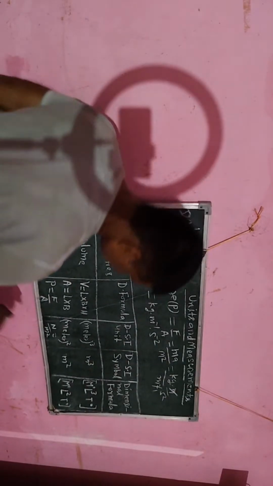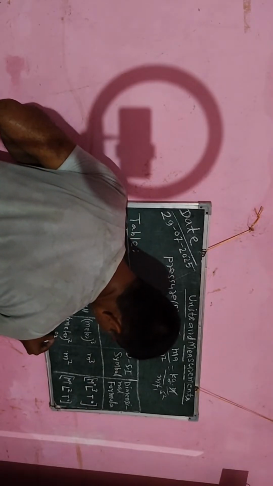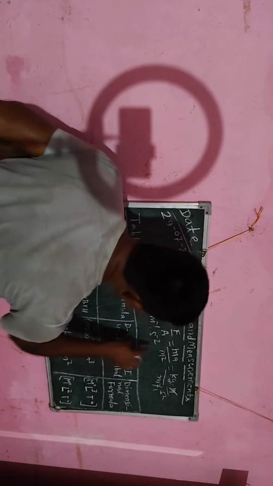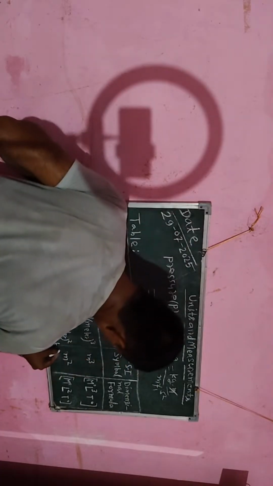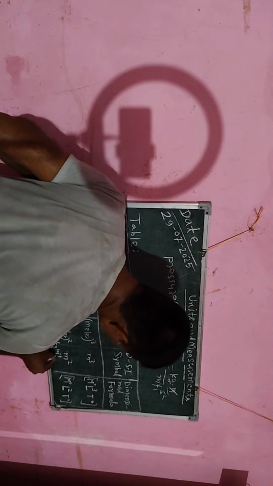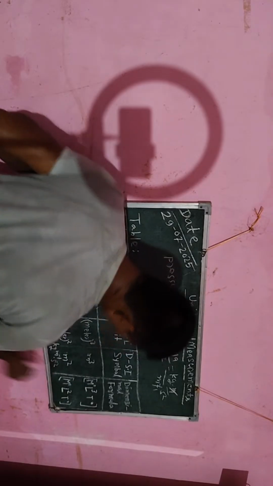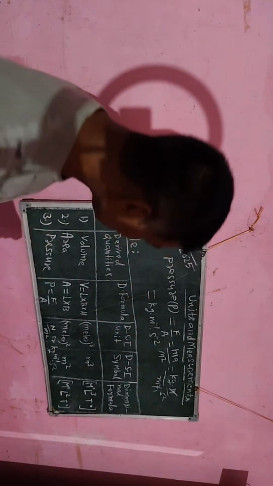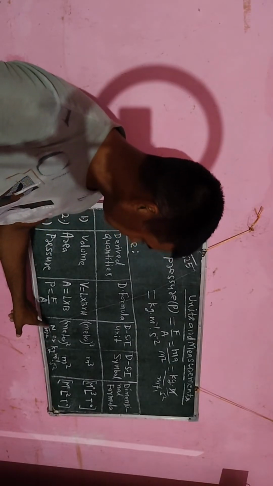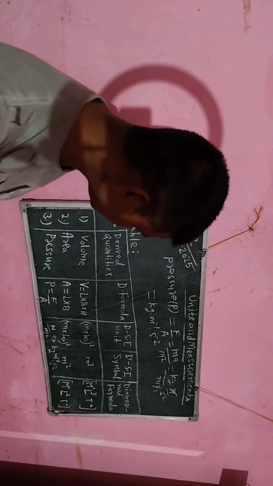This is also the SI unit, or we can write the SI unit as kg meter to the power minus 1 into second to the power minus 2. Okay, now its symbol. This is the symbol. This is the Newton per meter square, but this is the symbol I have written there.